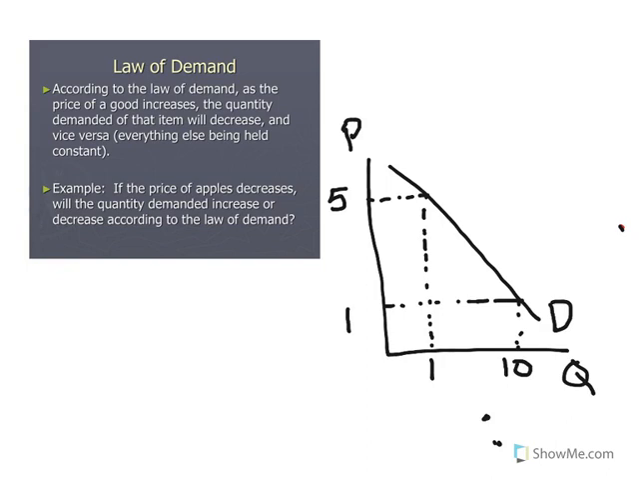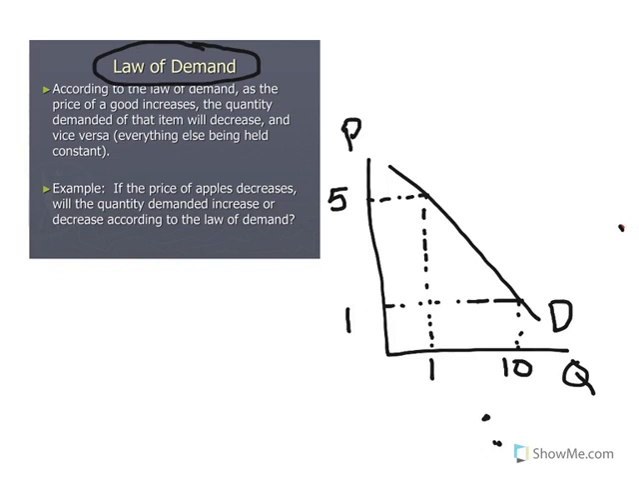We refer to this as the law of demand. Again, according to the law of demand, as the price of the good goes up, the quantity we're going to purchase is going to decrease, and vice versa. Now, in order for the law of demand to hold, everything else related to the demand of that product must not be changing. In other words, we know that price alone is not what influences us to buy goods and services. There's a lot of other factors.